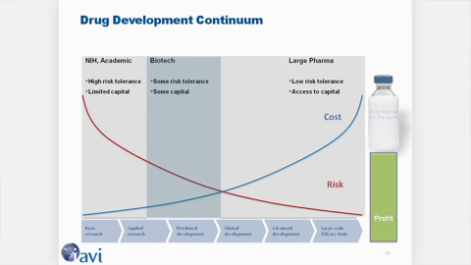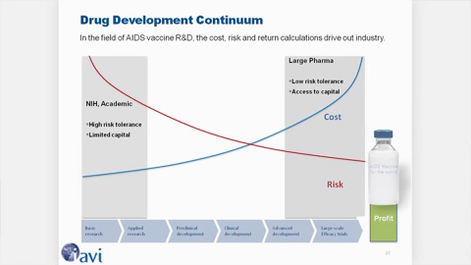And large pharma tends to have low risk tolerance, but they do have access to capital and they have great knowledge. What happens with HIV is that you don't have any biotechs actually working in this field, and the cost of development and the risk for pharma is much too high. So what IAVI does is we fill in that area of applied research, preclinical development, clinical development, and move into manufacturing.